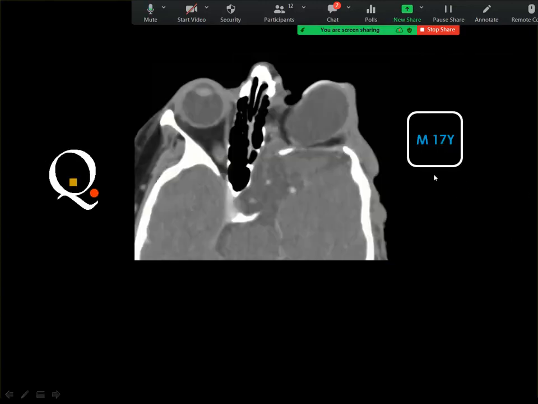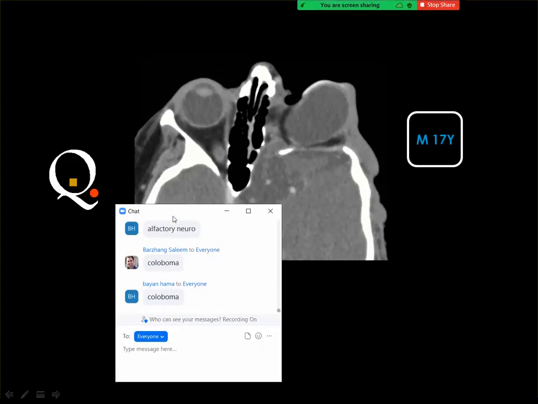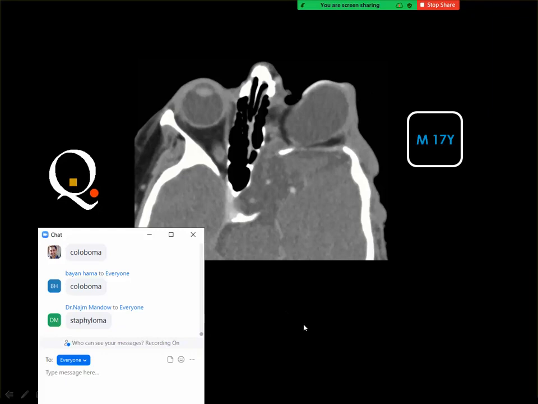The next case is a male teenager, 17 years old, and this is a CT of the orbit. No, this is not a coloboma and not a staphyloma. Yes, and this is not the right answer.